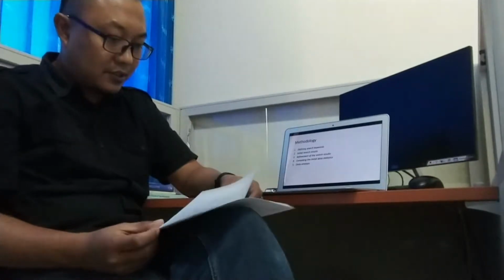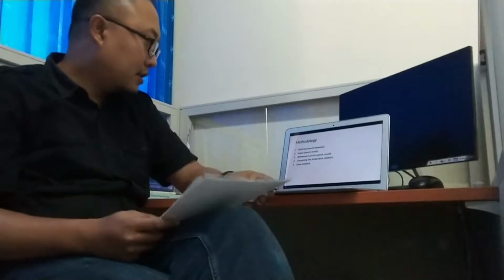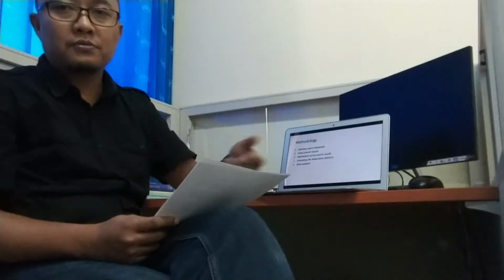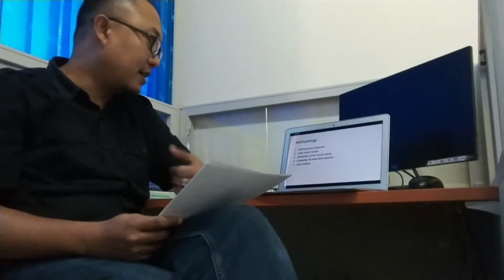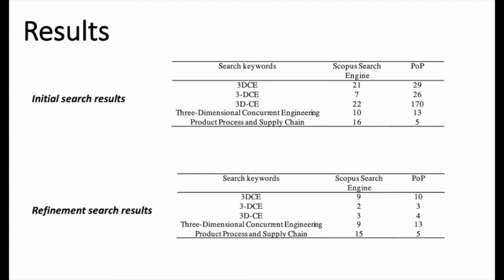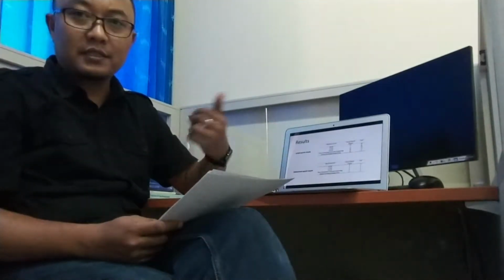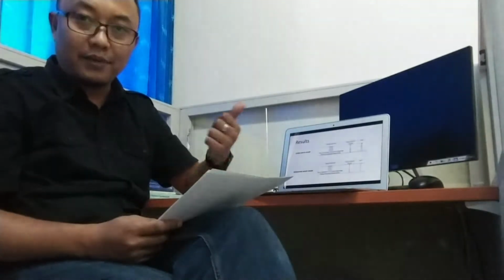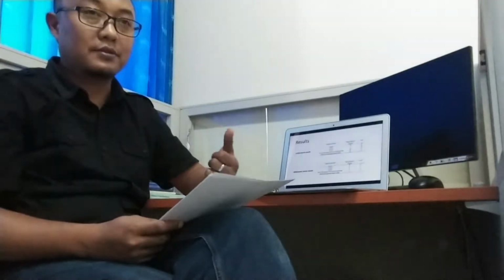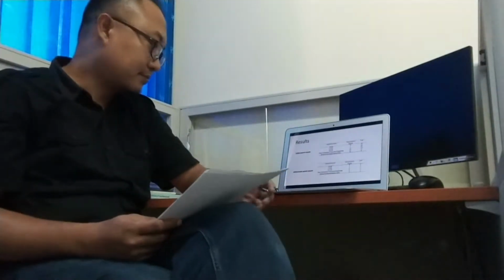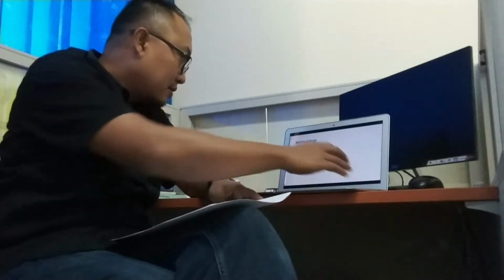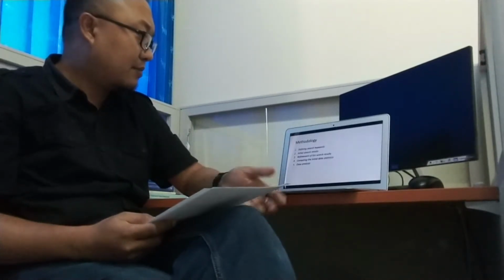The second step is the initial search results. We do the search using the keywords that we defined in the previous step, and the result is here. You can see that POP gets more references than the Scopus search engine. Why? Because the Scopus search engine has more filters or options for filtering the articles, so it gets fewer references. That does not mean the Scopus search engine is worse. No, it searches more accurately than POP.